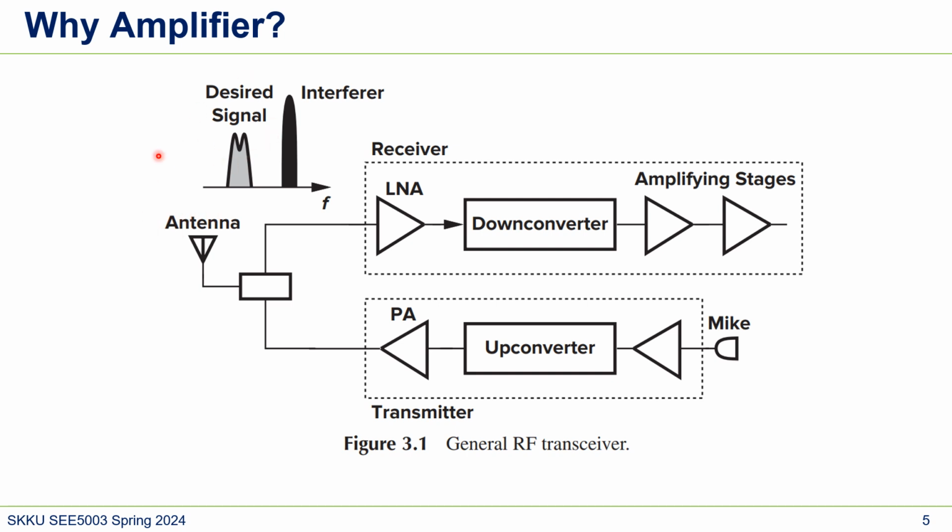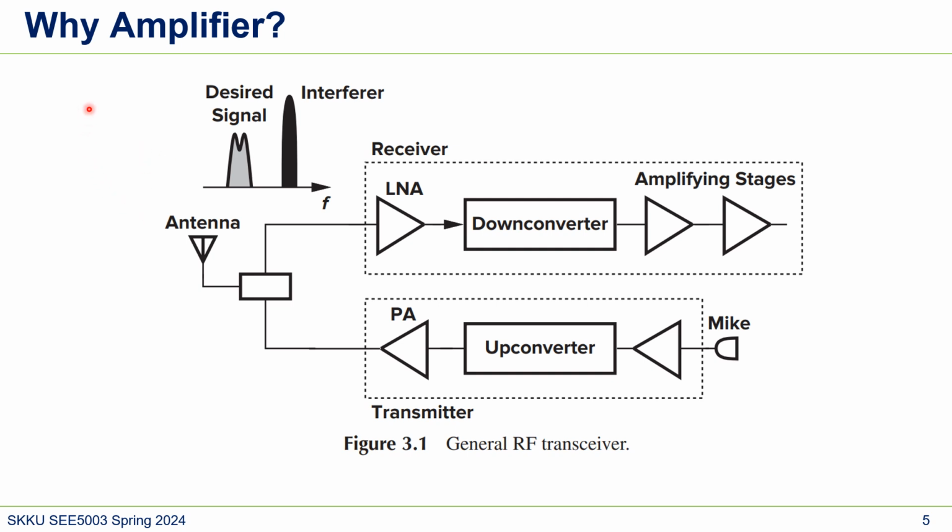As I said, we need to choose a right frequency band because we don't want our frequency band to be overlapped with the other applications. And the other thing is that if frequency is high, we can make antenna very small. That's also a very important part. Well, anyway, come back to the amplifier.